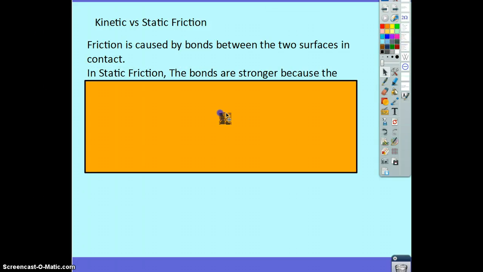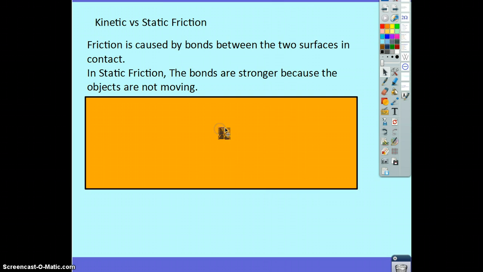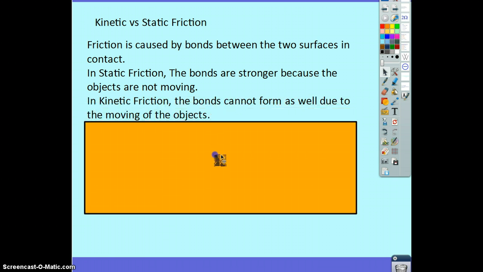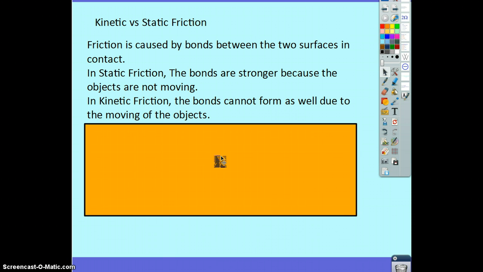In static friction, the bonds are stronger because the objects are not moving. Imagine you're riding the Gemini in that cool part of the roller coaster where you can give the other people a 5. It would be way easier to reach across and slap hands with the person in the other coaster if you're not moving. It's not a moving target, no problem. Yeah, give me 5. Well then, in kinetic friction, the bonds cannot form as well because the objects are moving. This is what makes it fun to do that during the roller coaster, because you are moving, and so is the other car at different speeds. And because of that, it's hard to give the other people 5.